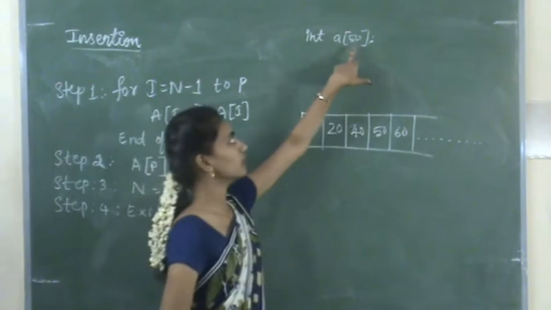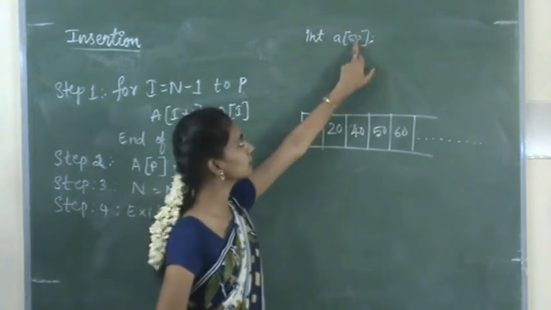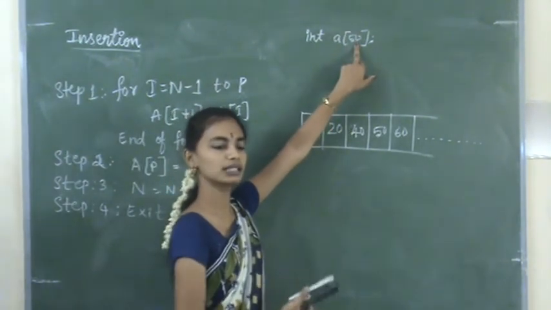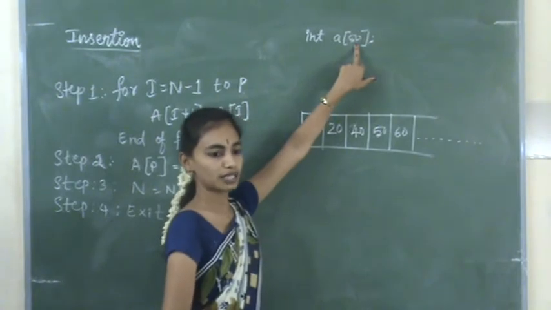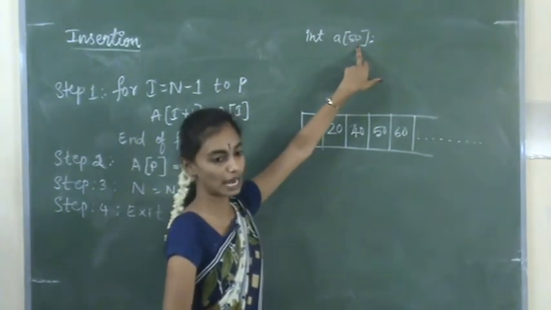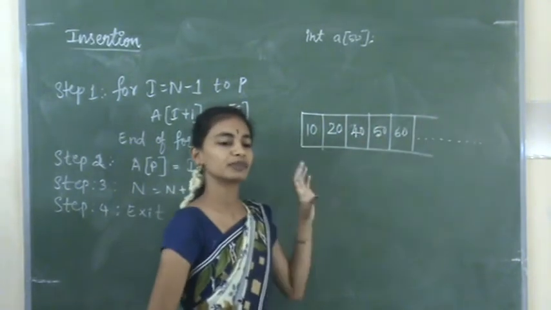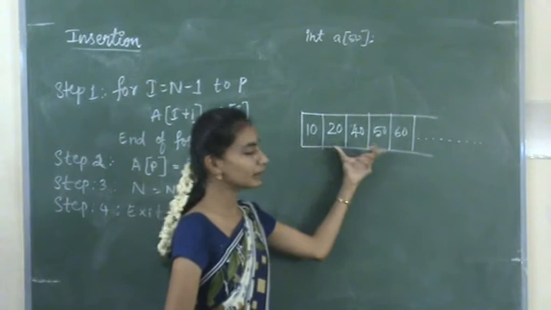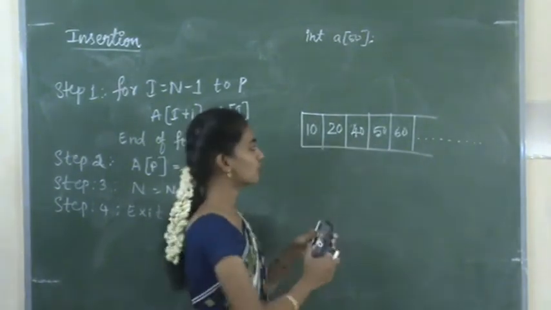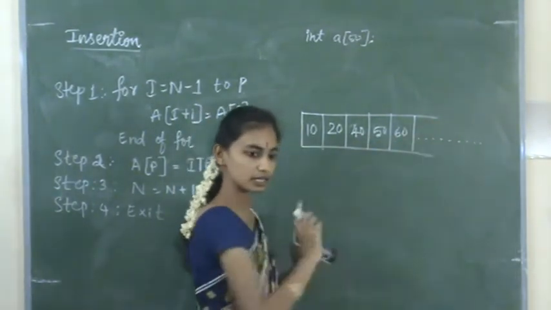Okay. So when we declare something, in this we are providing the subscript for that, right? So this is the size of an array. So if I declare like this, it will allocate space for 50 elements to be stored in an array.